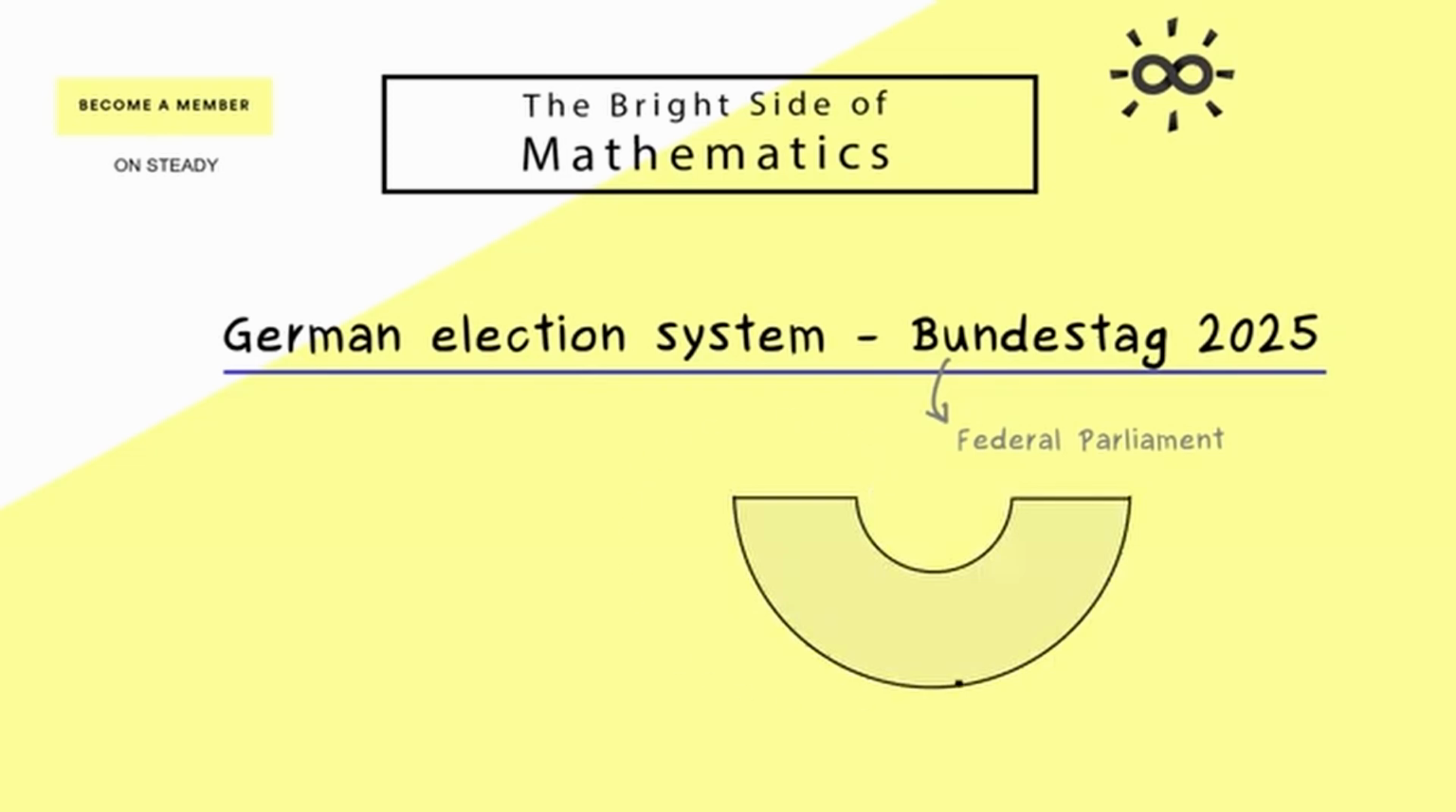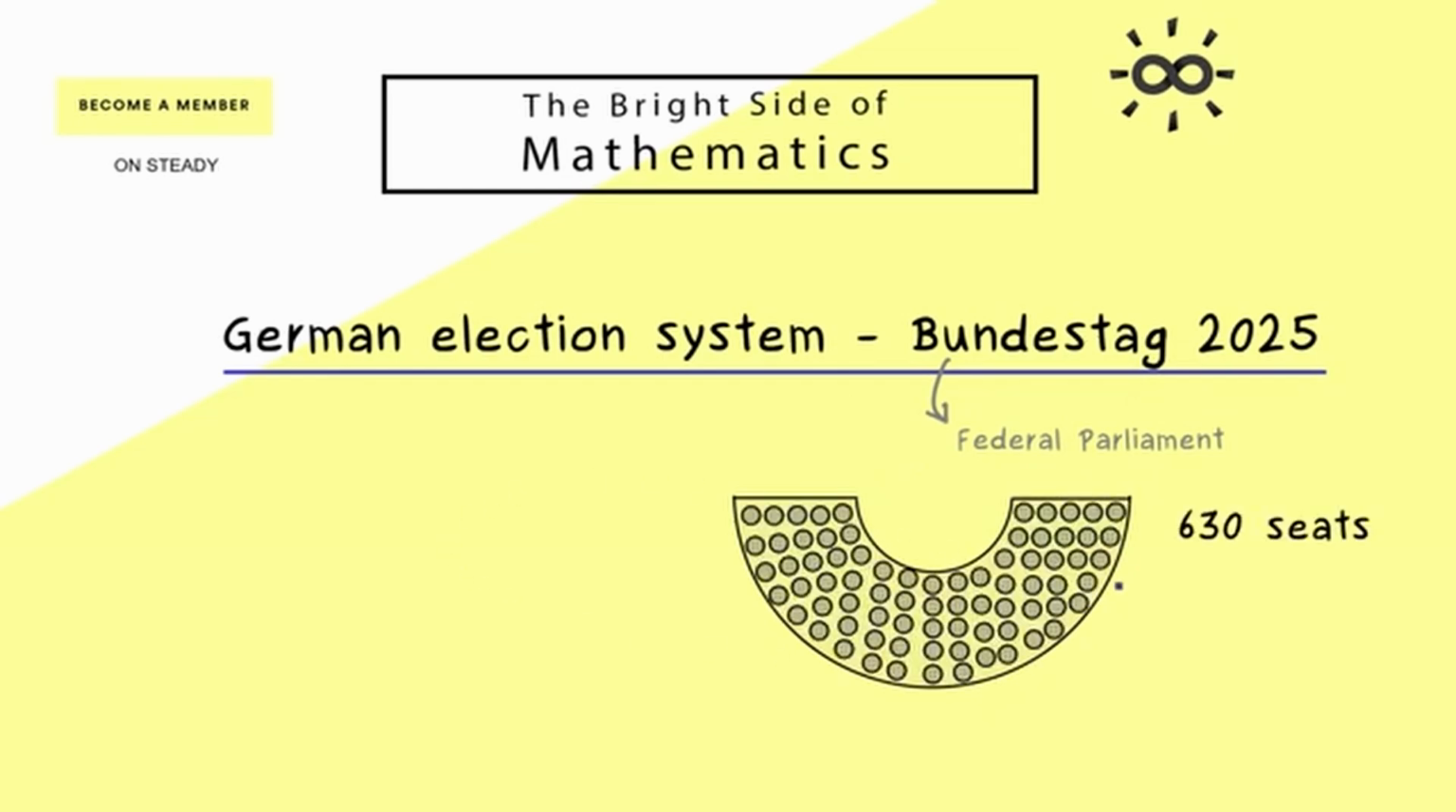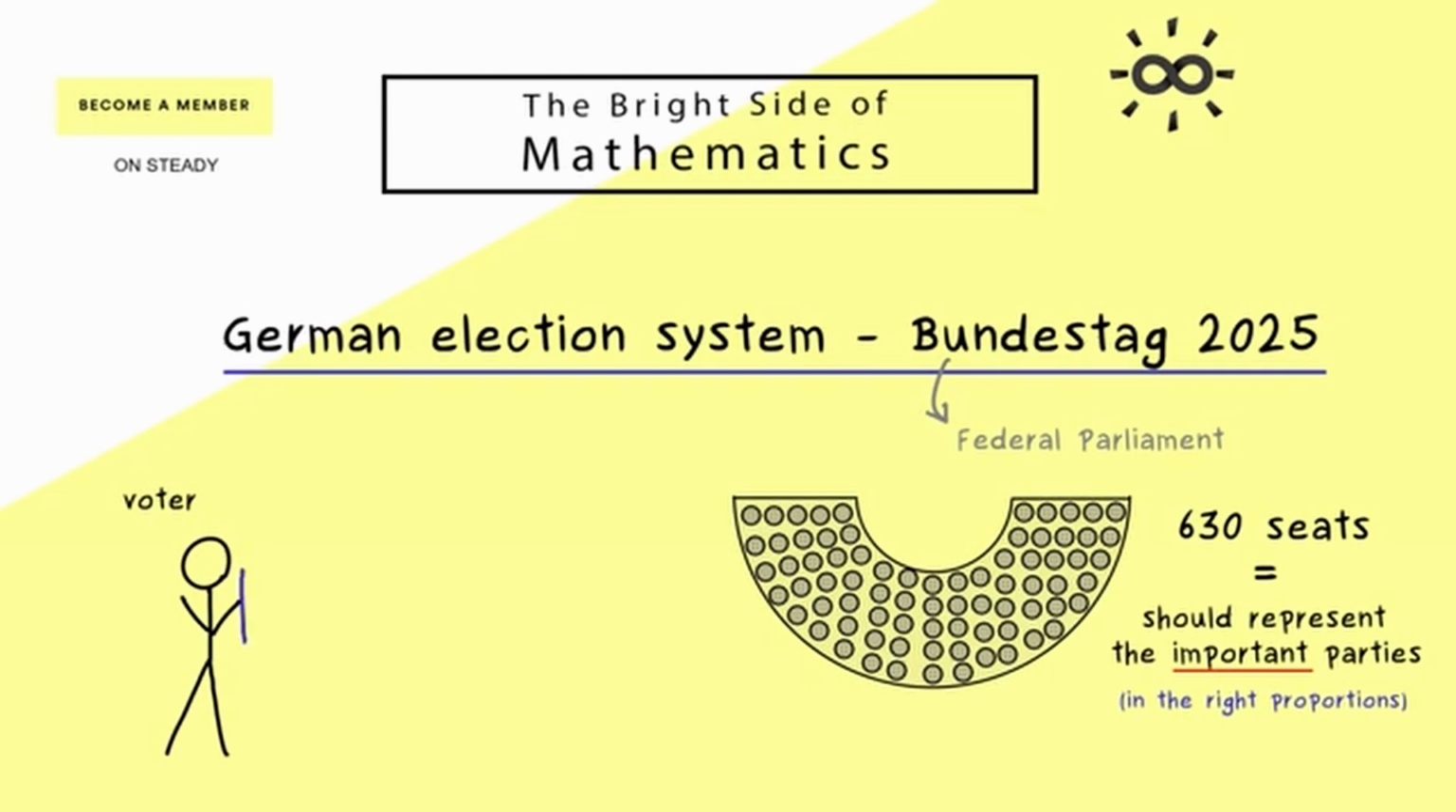The first thing you should note is that this Bundestag, this federal parliament, consists of 630 members which are elected by the German people. So we say that we have 630 seats which can be filled in. And in the end, the result should be that the important parties are represented in the correct ratios in the Bundestag. So let's say here we have our voter with the corresponding ballot paper.